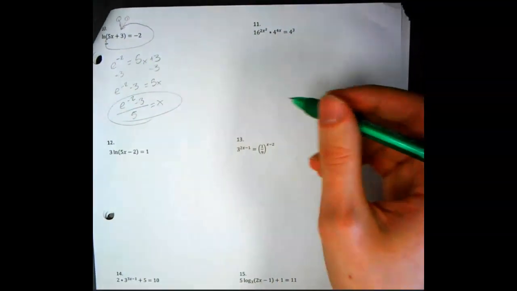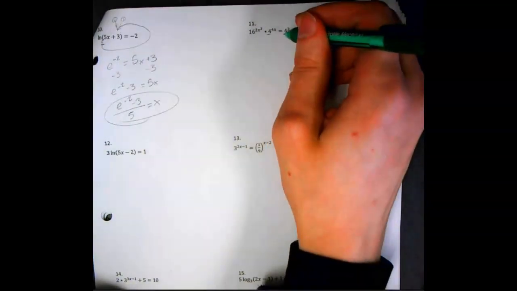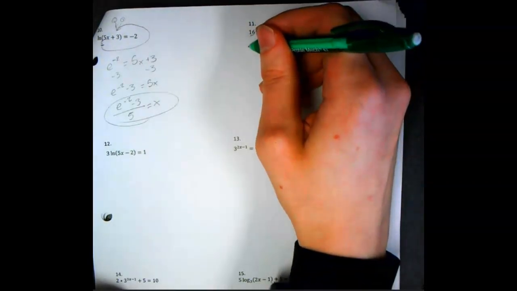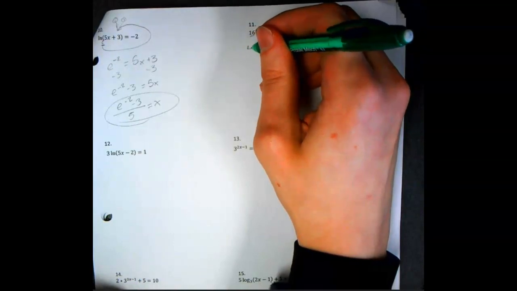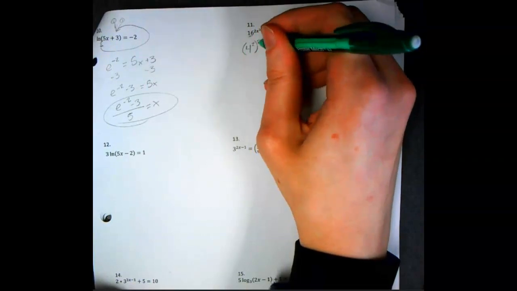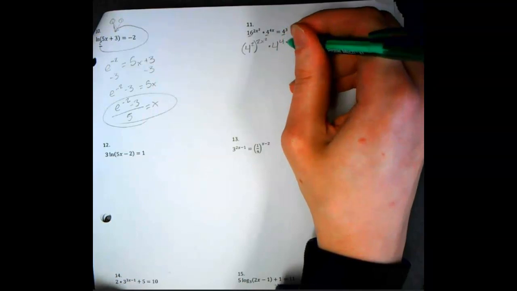For the second problem, we don't need to worry about logs because all three numbers can go to the same base. So we'll rewrite these all as a 4 to whatever power. So 4 squared, 2x squared, times 4 to the 4x equals 4 to the third.